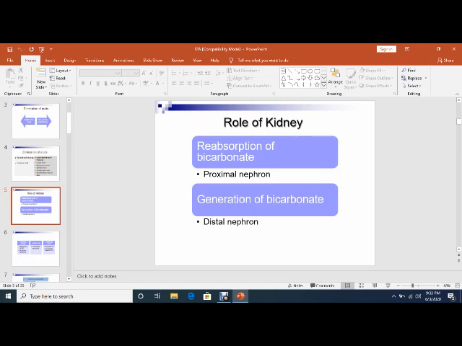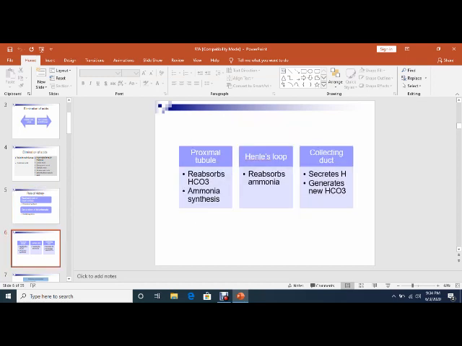So the kidney has an important role in the correction of acidosis via reabsorption of bicarbonate in the proximal nephron or generation of bicarbonate in the distal nephron. So there are two methods by which the kidney plays a role in the correction of acidosis: reabsorption of bicarbonate from the proximal nephron and generation of bicarbonate by the distal nephron.